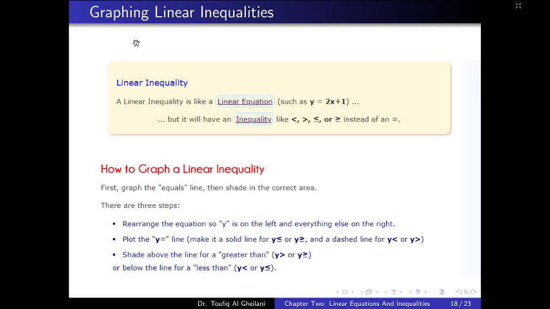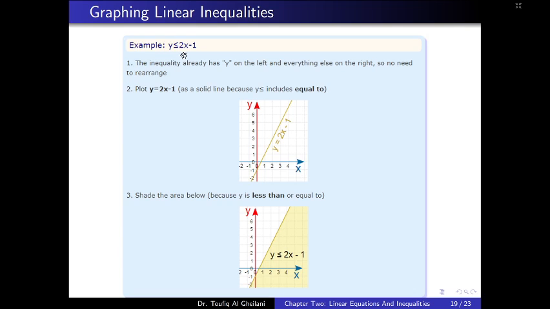Let's take example 1. y less than 2x minus 1. Here we notice we don't need to rearrange the inequality, so y on the left side is alone already. So we should plot y equals 2x minus 1. When x equals 0, y will be minus 1. And when y equals 0, x will be a half. And we draw the line.